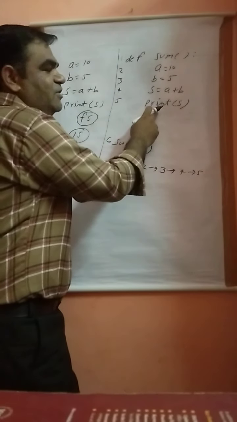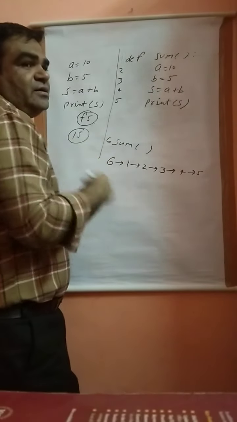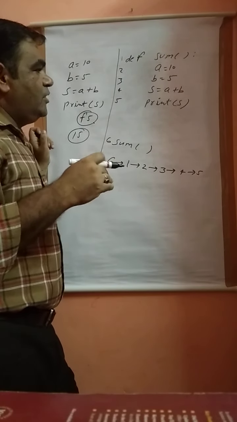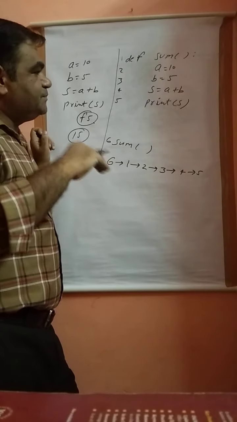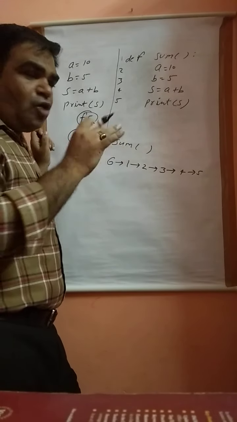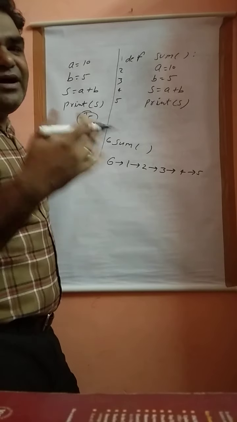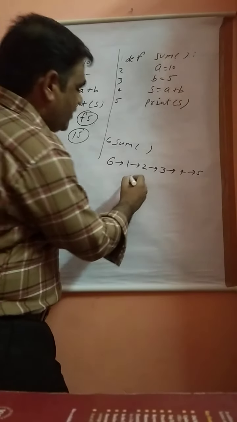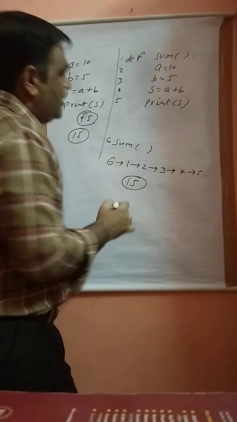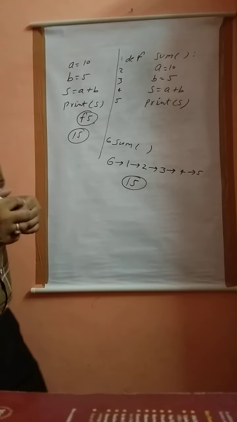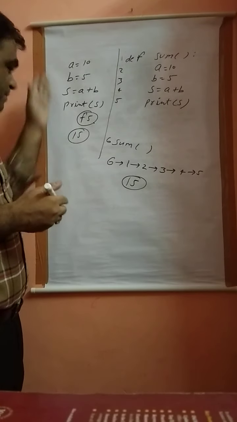Because with the help of the print keyword, the calculation is directly transferred to the monitor screen, and after that control goes out of the program, and it will generate the answer on the monitor screen, that is 15. So this is our program with the help of functions, and this is our simple program.